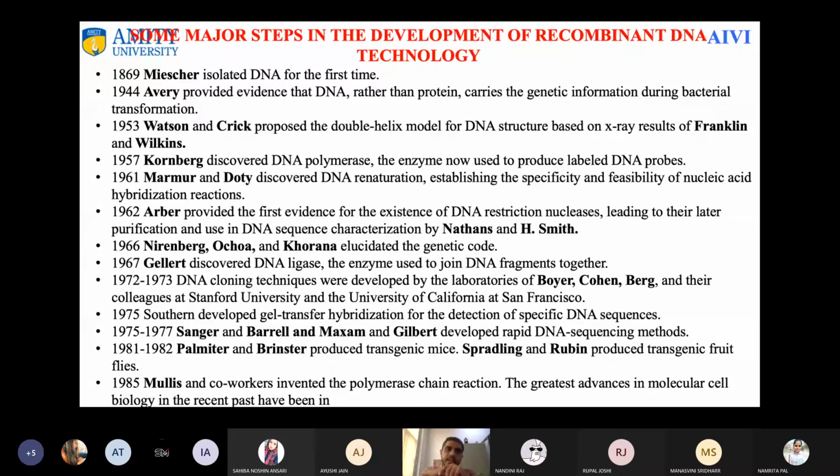And then again after a gap of 4 years, in 1961, Marmur and Doty discovered the process of DNA denaturation. The DNA is double helical, two helices are there. They can get separated, and after the separation, they can come together also.